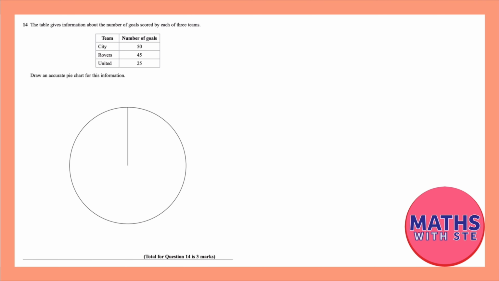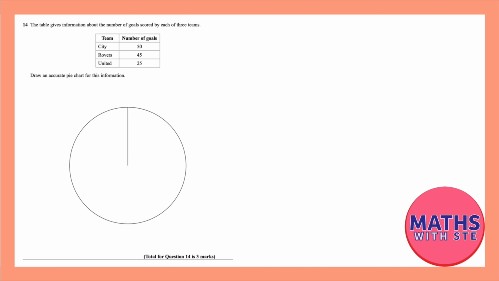Okay, so the table gives information about the number of goals scored by each of three teams. City, 50 goals. Rovers, 45. United, 25. Always makes me happy to see that City are getting more goals than United. Right, okay, so draw an accurate pie chart for this information. Now, I'm not going to be able to do that because I don't have a protractor on this, but I'm going to give you an idea of it, okay?